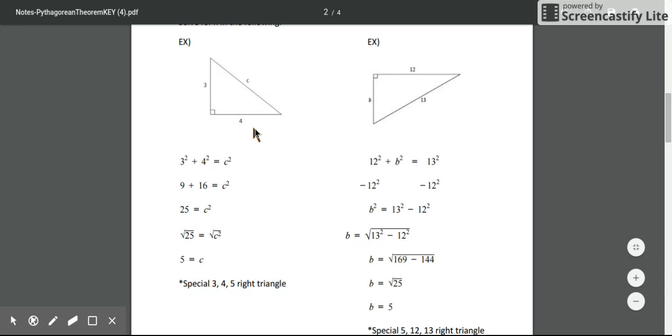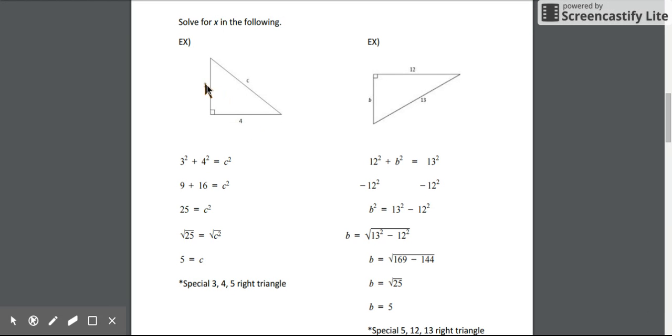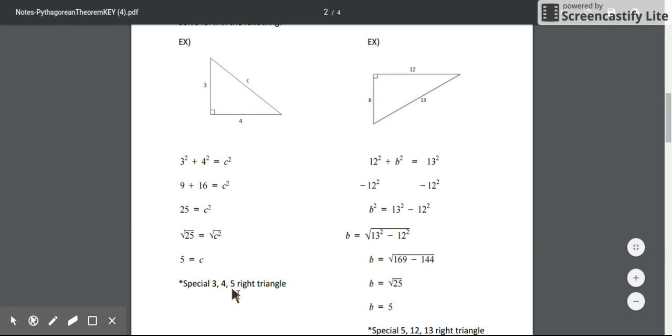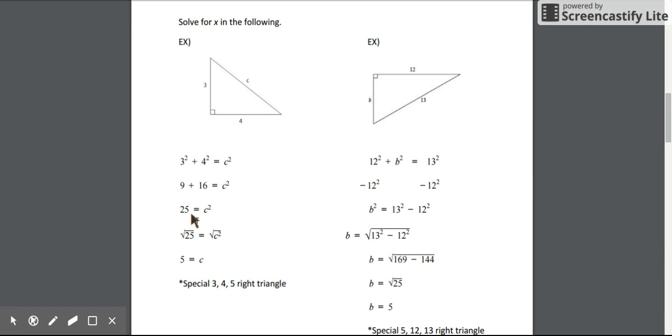This is known as a special right triangle because it's in the side length ratio 3, 4, 5. And that ratio will always be true if you double it, triple it, cut it in half, whatever you want to do, that ratio will always be true. So if you can recognize those special right triangles, then you may not have to do the Pythagorean theorem. You could just state your value and give your reason you know it's a special right triangle.